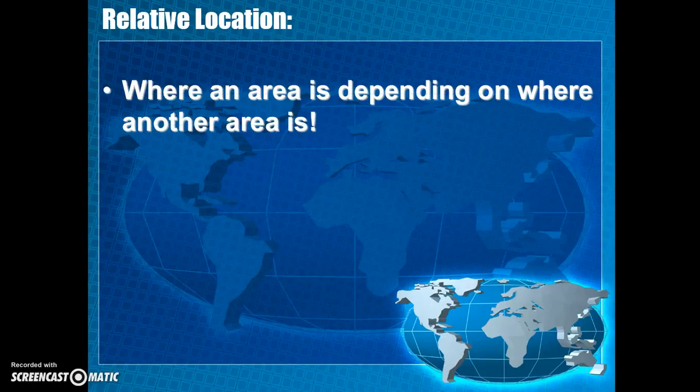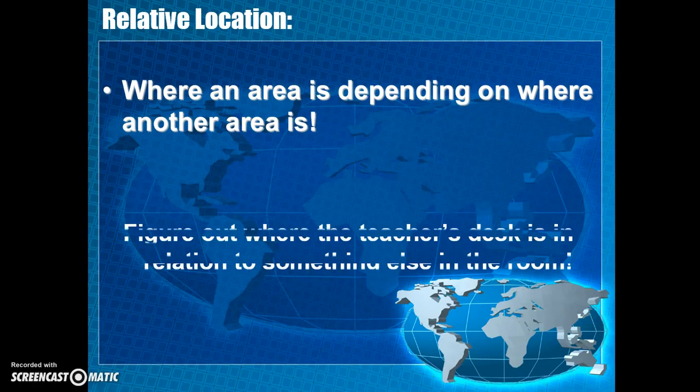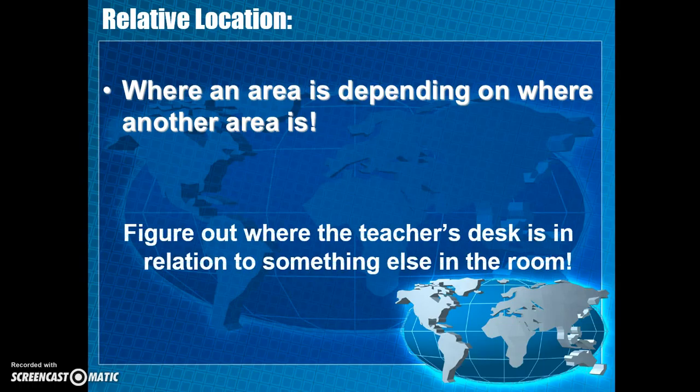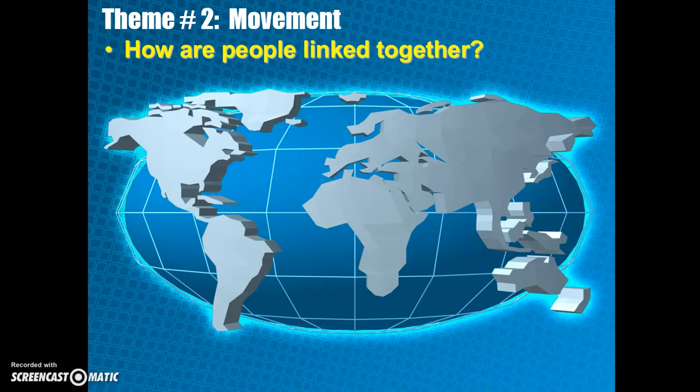Relative location is where an area is depending on where another area is. So if you were in my classroom and you wanted to describe where the desk is, you'd give me the relative location by telling me what it's close to. So you could say it's next to the front door, or it's across from the computers. That is relative location.